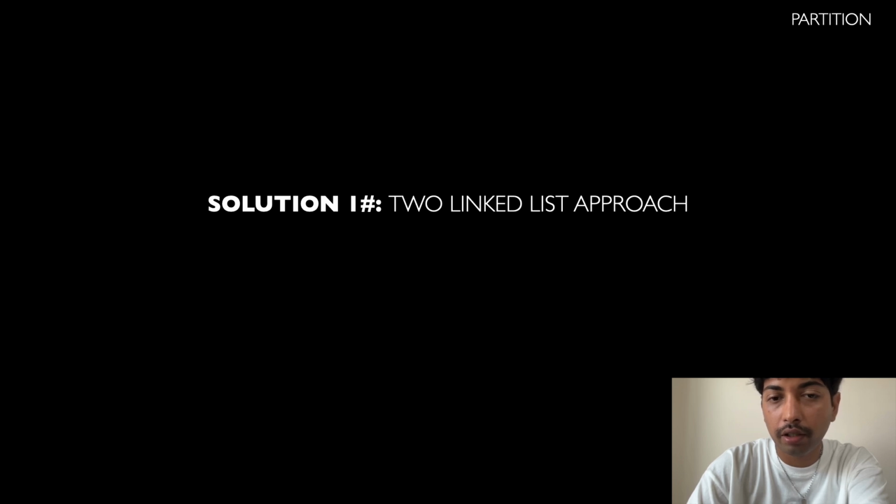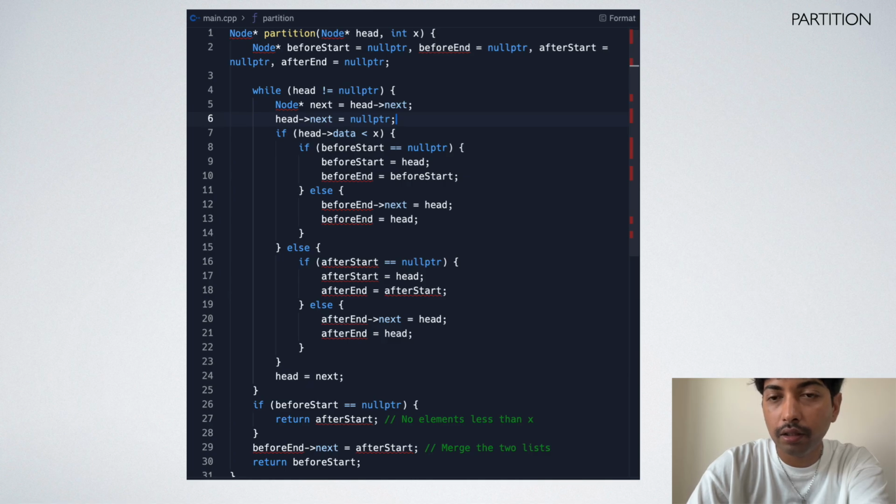Here, we'll look at the implementation of it in C++. In this implementation, we first iterate through the original nodes. For each node, we decide whether it's going into the before list or the after list based on whether its value is less than x or greater than or equal to x. Finally, we merge the two lists. If the before list is empty, the result is the after list.